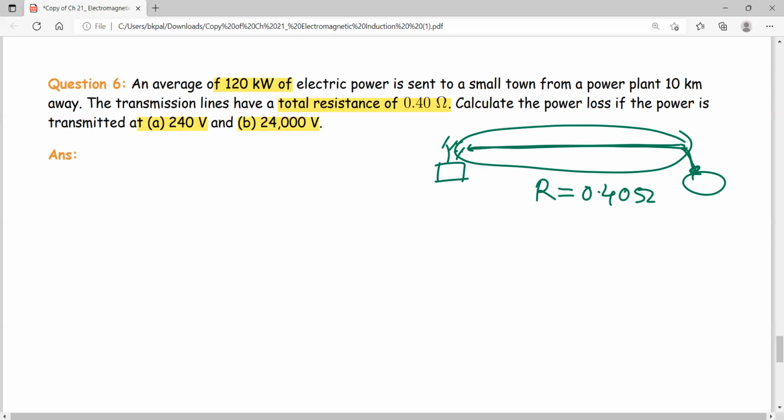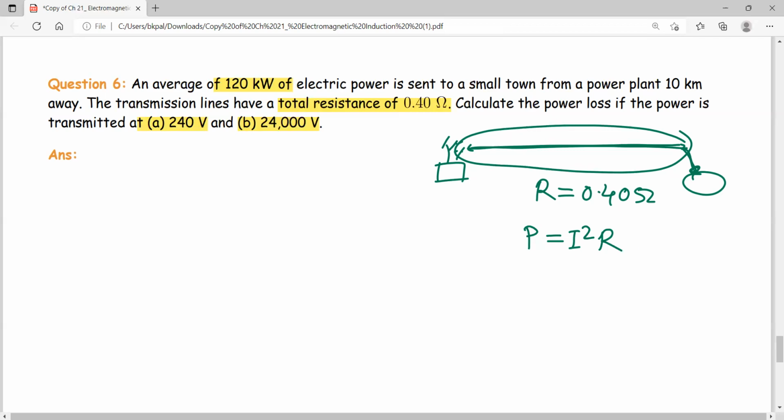It's very small. If I want to know the power dissipated here, if you remember, in one chapter we learned that the power dissipated in a resistor is equal to I squared times R. We know R, so we have to calculate I. If you know I, then we are done. Now, how to calculate I?